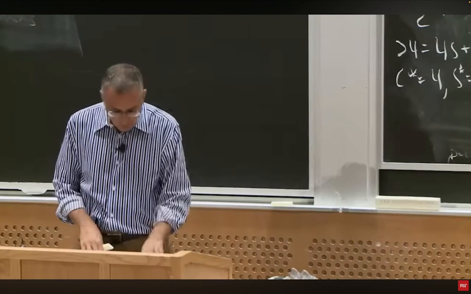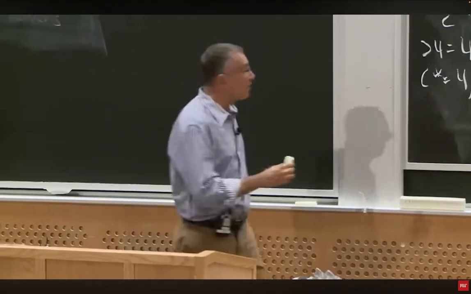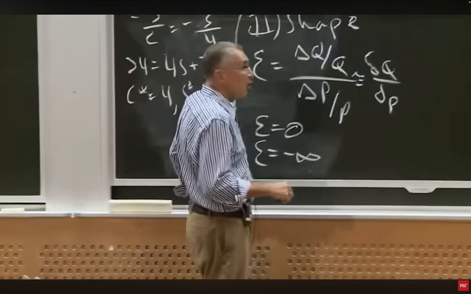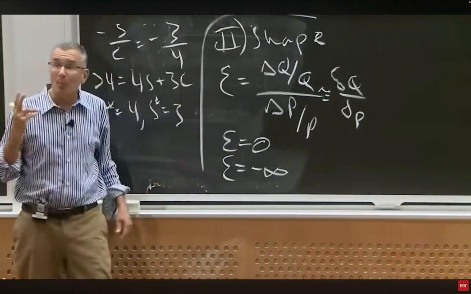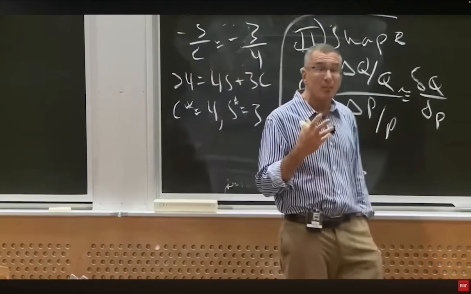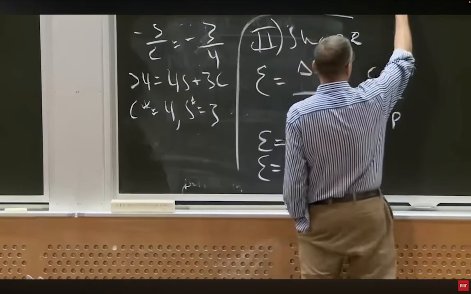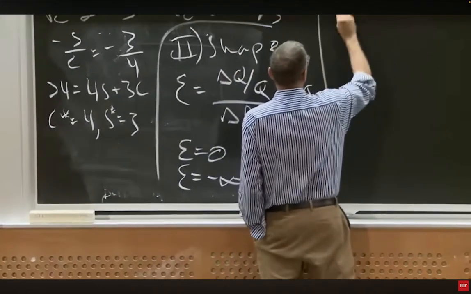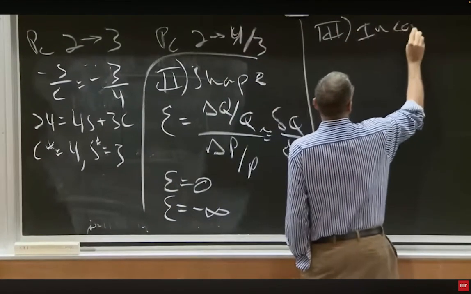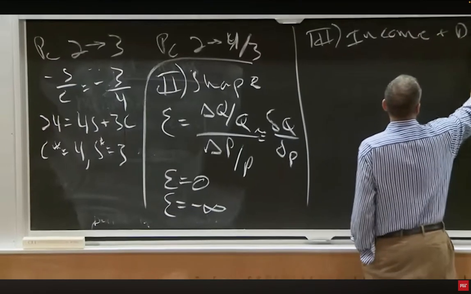Okay? So now let's talk about another topic. Remember we talked about what moves budget constraints. We talked about prices changing and income changing. So let's talk about what happens to demand curves when income changes. Income and demand curves.